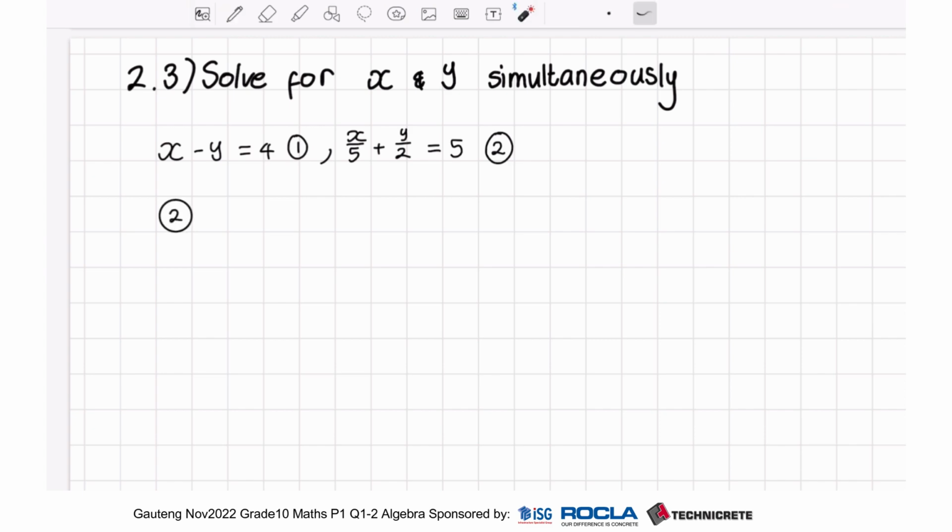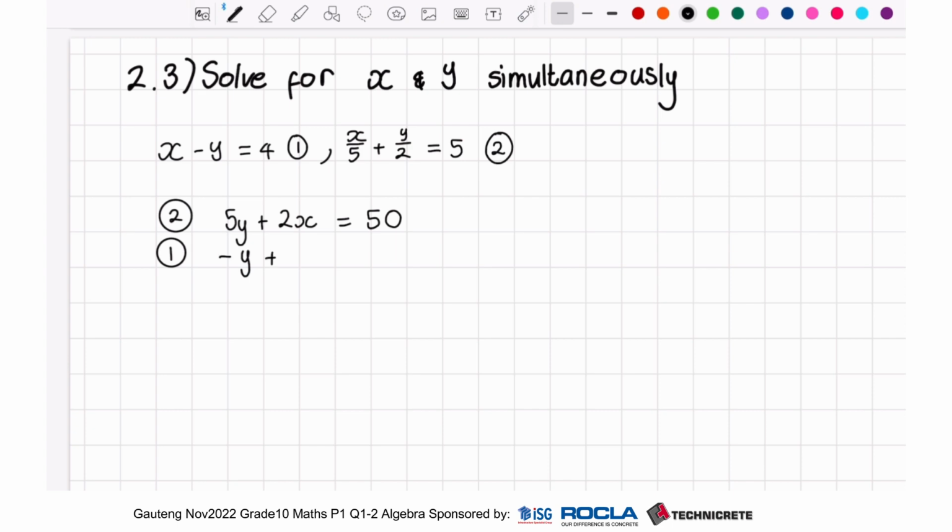Okay, by cross multiplying. So I'm going to multiply the 5 by both of these denominators, the 2 and the 5, so it's going to be 5 times 10, which is 50. Then the x is going to be multiplied by 2 to be 2x, and the y is going to be multiplied by 5, and it's going to be 5y. So my new equation 2 looks like this. And I'm just going to rewrite equation 1. In fact, I'm going to rearrange it to look similar. So this is negative y and positive x is equal to 4.